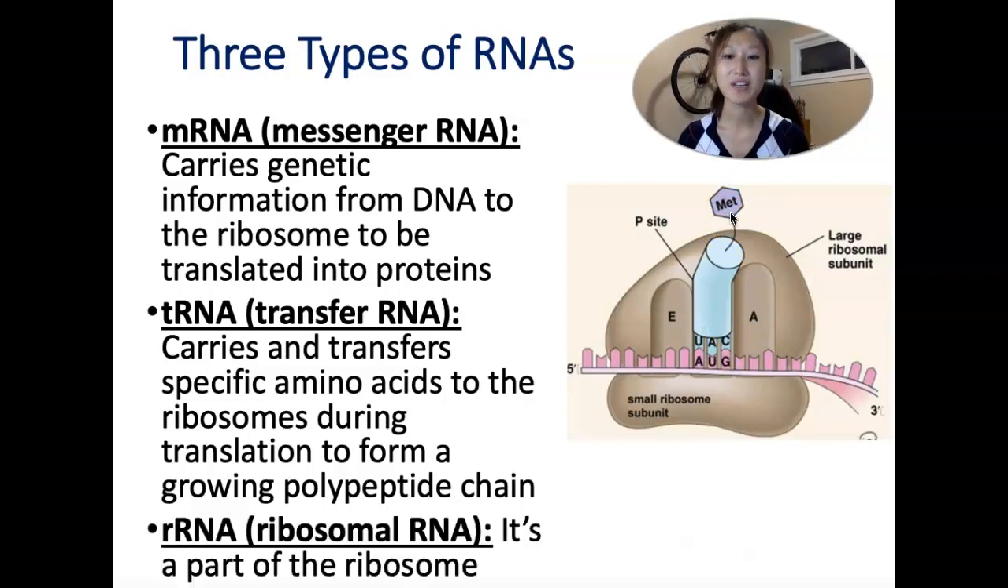Lastly, we have something called the rRNA. rRNA is called the ribosomal RNA, and it's a part of the ribosome. Although the ribosome is used to make proteins and it reads mRNA, a ribosome itself is actually made out of protein and RNA at the same time. And the type of RNA that's functioning inside a ribosome is called the ribosomal RNA.